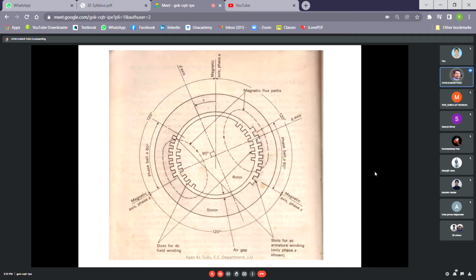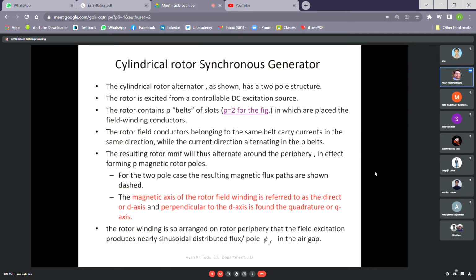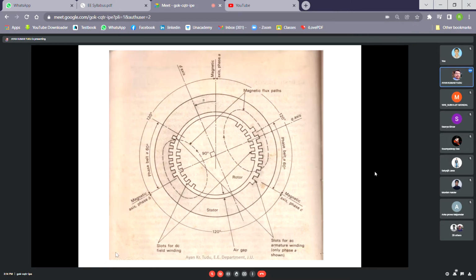which is only shown for our phase A. This is the armature winding and the rotor winding, shown only for phase A. As you can see, we have P belts of slots. This is the phase belt for our A phase winding. Similarly, we will have it for B phase and for C phase. Then in these P belts, the field windings are placed. The rotor contains P belts of slots in which the field winding conductors are placed. So in these areas of the rotor, the field windings are placed.